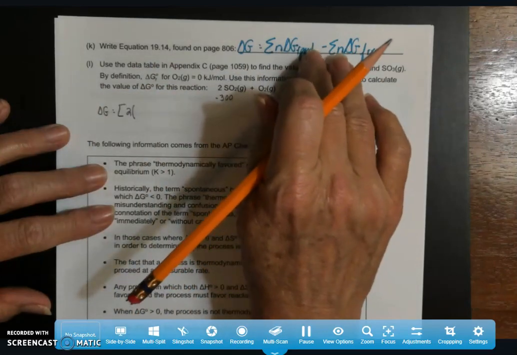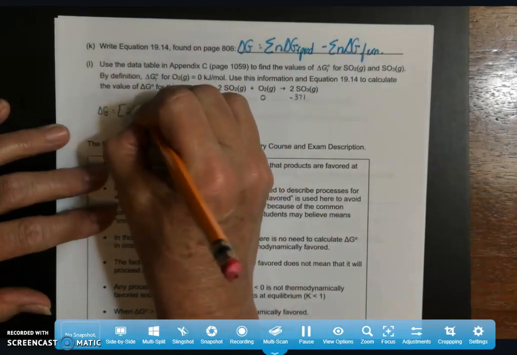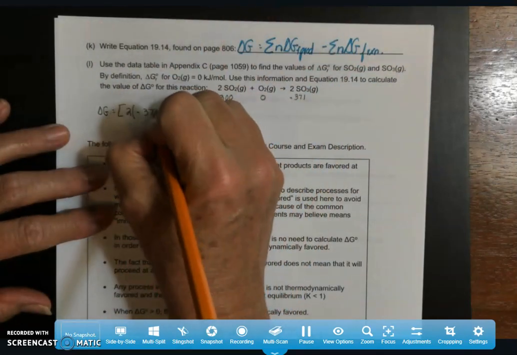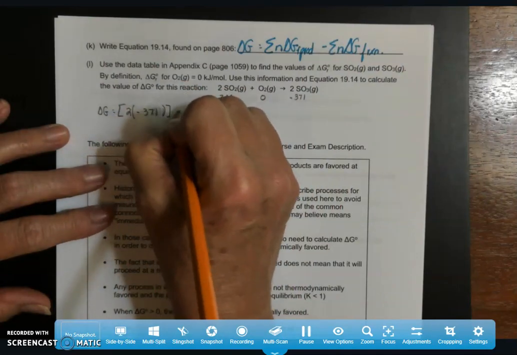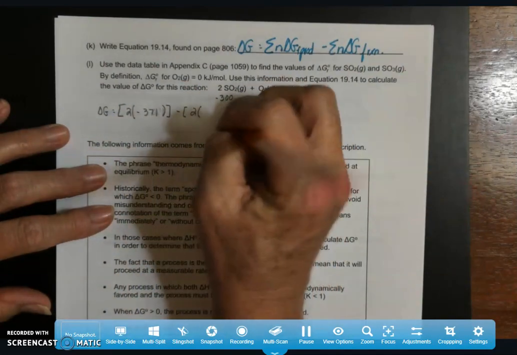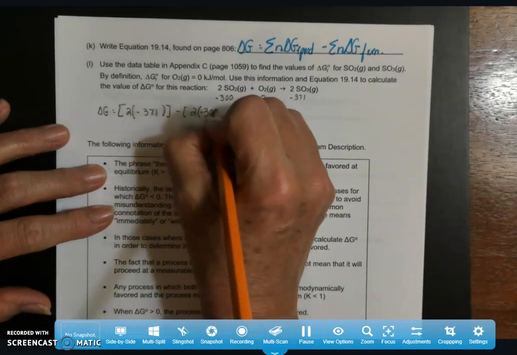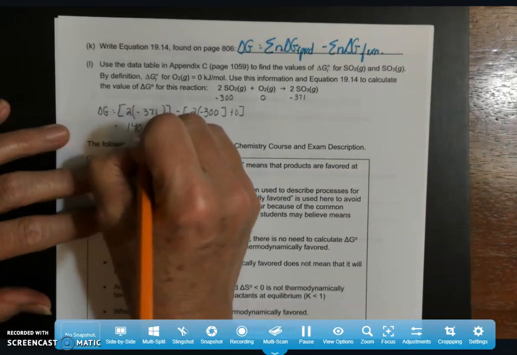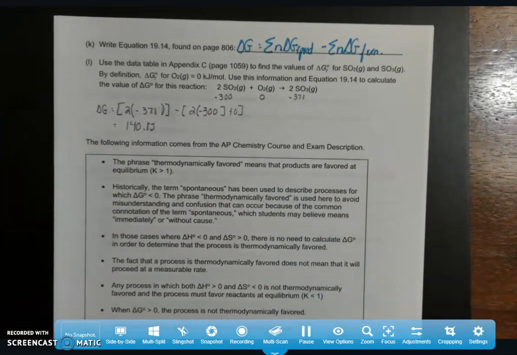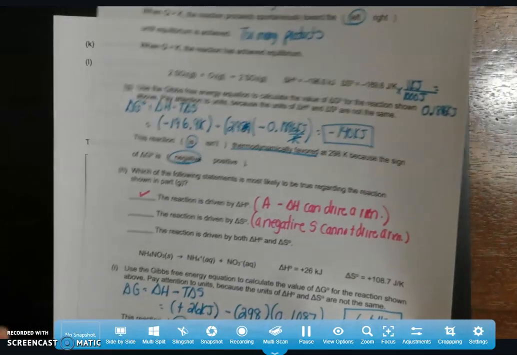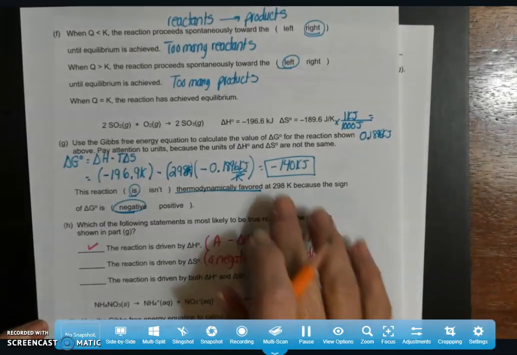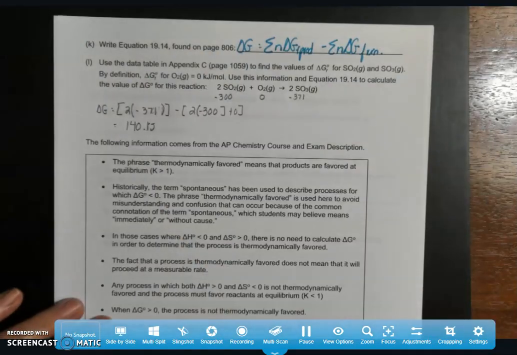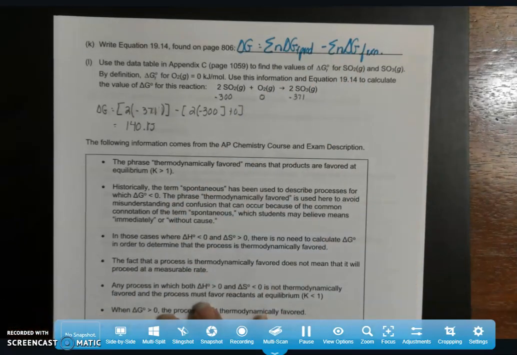And remember, this equation is also in your formula chart. 2 times minus 370.4, actually 371, sorry, I'm using two different tables of values here. Minus 2 times a negative 300 plus 0 gives me 140 kilojoules. Note that when I did that, that is the same value as I got up here. So I can calculate delta G using this equation or this equation and get the same answer.